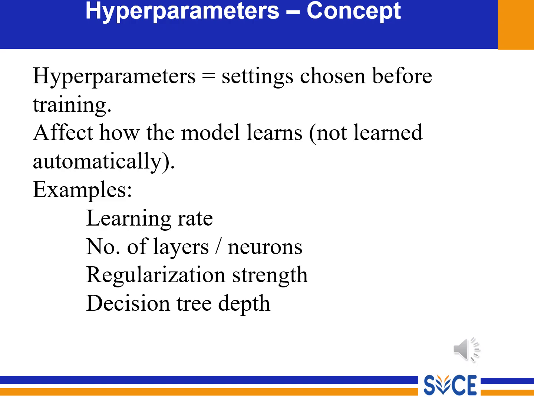The hyperparameters are settings chosen before training. They control how fast the model learns and how complex the model is. They are not learned automatically. Examples of hyperparameters are learning rate, number of layers, number of neurons, regularization strength, decision tree depth. Wrong hyperparameters give a poor model; the correct hyperparameters give a strong model. Okay, have you got it?